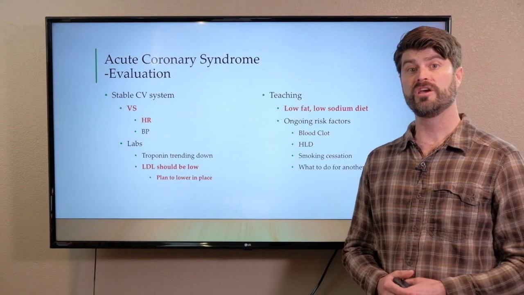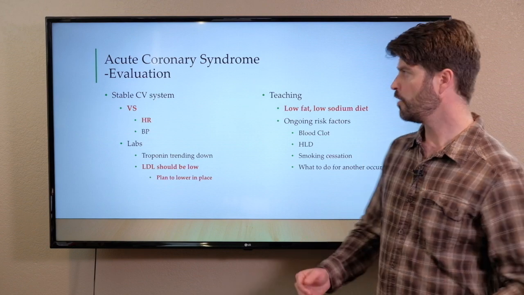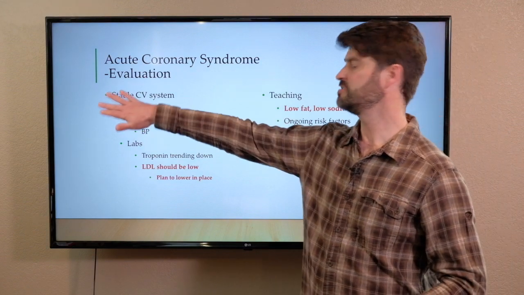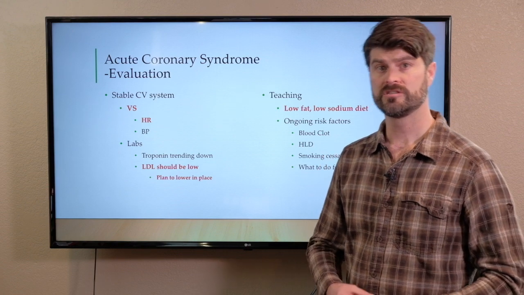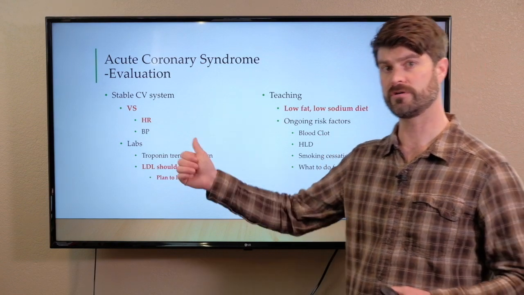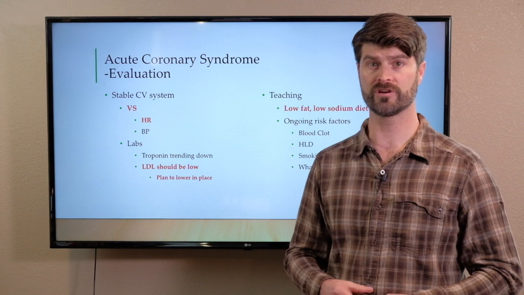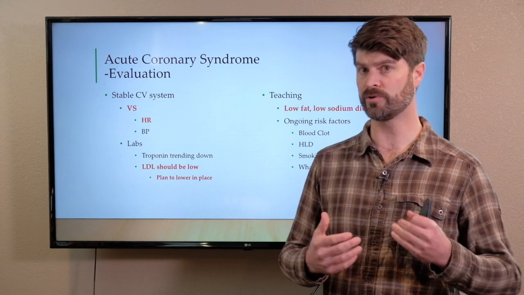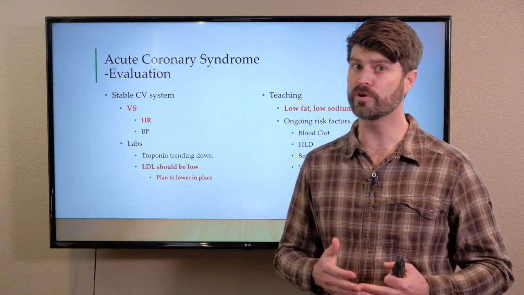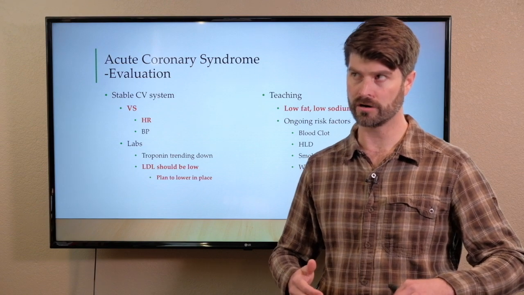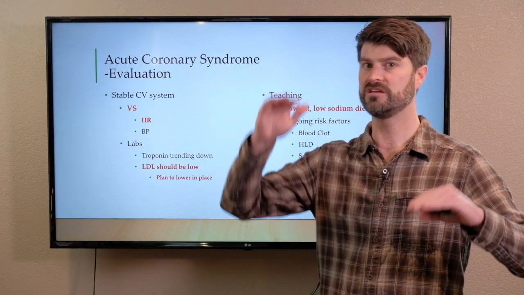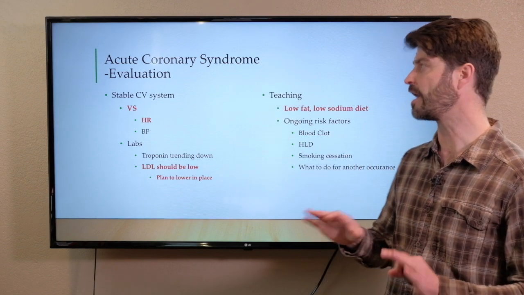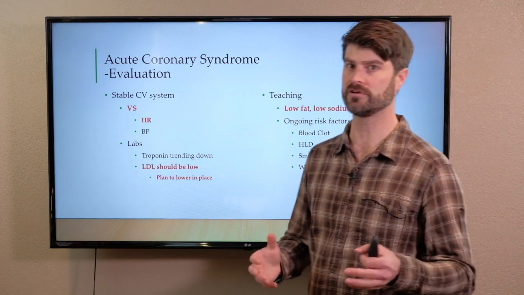For evaluation of heart attack, how do we know when things are going well? First and foremost, stable cardiovascular system. They're hemodynamically stable. Specifically, their blood pressure, their heart rate are appropriate for their condition. We want to see those in normal ranges. We definitely don't want to see a low blood pressure and a high heart rate, indicating some type of shock. That would be the opposite of good.